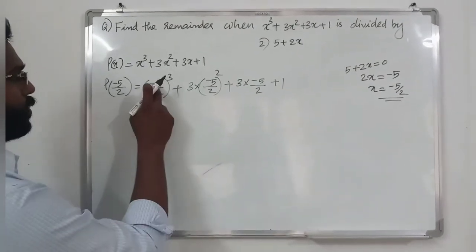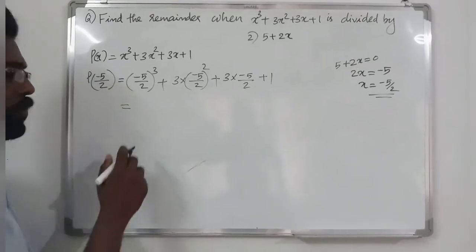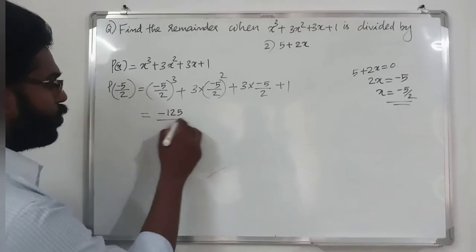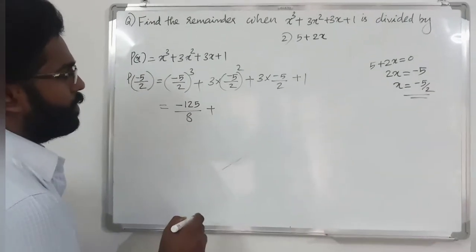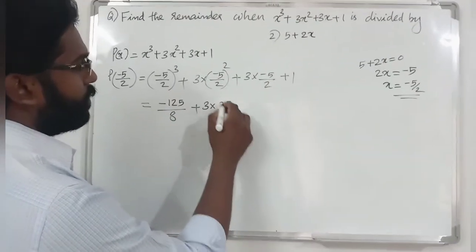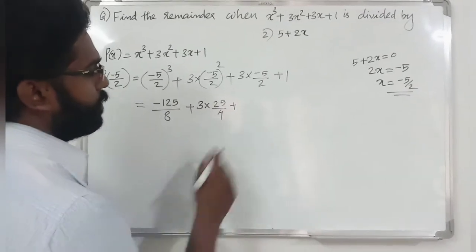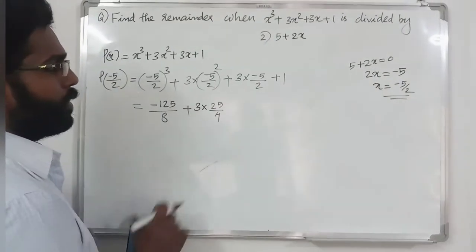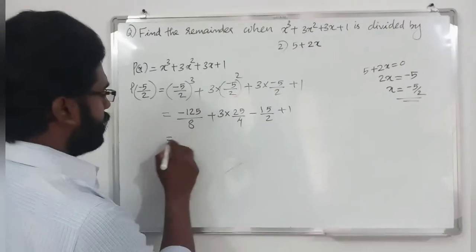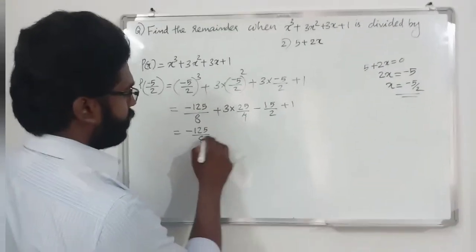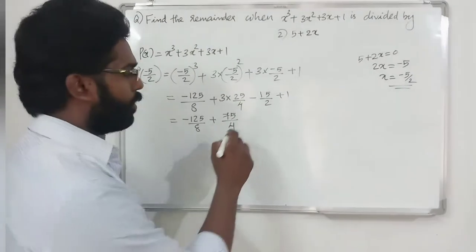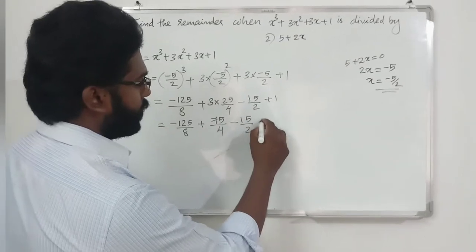We can find the cube. Cube of minus 5, cube of 5 is 125, so cube of minus 5 is again minus 125, by cube of 8, plus 3 into square of minus 5, 25, square of 2, 4, plus. Minus into plus, minus 15 by 2 plus 1. Minus 125 by 8 plus 25 into 3, 75, by 4 minus 15 by 2 plus 2.